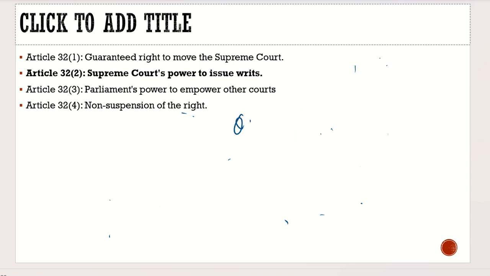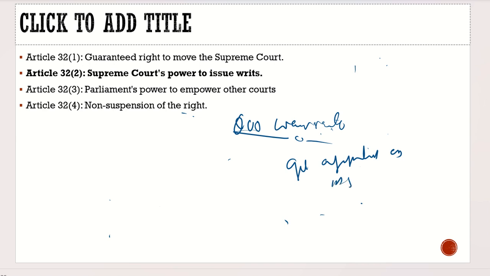Quo warranto. For example, what is this? Suppose tomorrow anybody gets appointed as IAS officer, and you have an issue with it. Why? Because you know that that particular person who is IAS officer in your district has not even cleared the prelims exam.